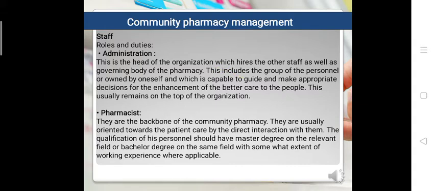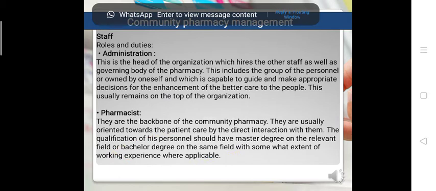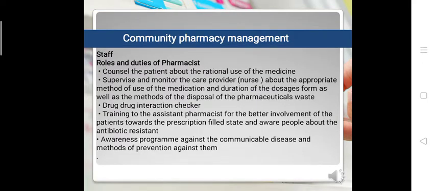Okay. So administration staff, then we have pharmacists that we all know about, who need to direct and maintain. He is acting as the backbone of the community. He is usually oriented to the patient's care, with direct interaction with them. So we need to have a staff with a qualified degree, master's or bachelor's degree, who is capable of doing this particular work as a pharmacist. We know the roles and duties of the pharmacist, I won't discuss them here. We will just discuss them in short form: rational use of medicines, patient counseling, supervising and monitoring care providers like nurses, and dealing with drug interaction.